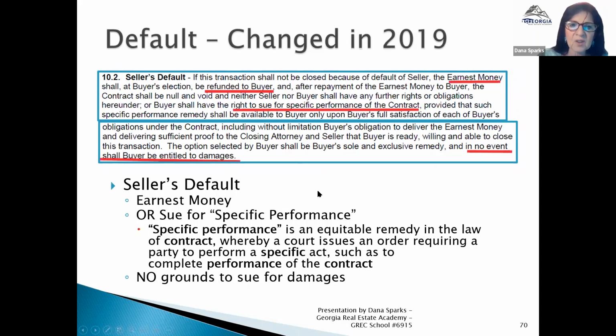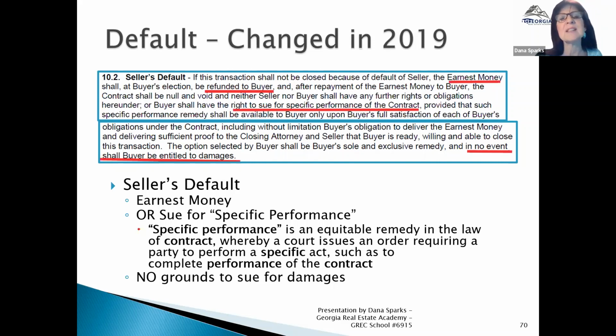If a seller defaults, the buyer has one of two options. In other words, if a seller just fails to close outside of any contract provision where they're allowed to terminate, then the buyer has a decision to make. Either, okay, I'm going to terminate, get my earnest money back, and I'm going to go find another house, or I can sue the seller for what's called specific performance. Specific performance means it's not money.